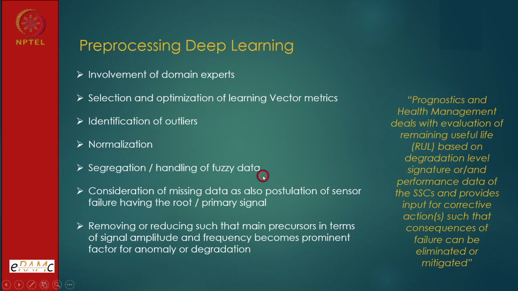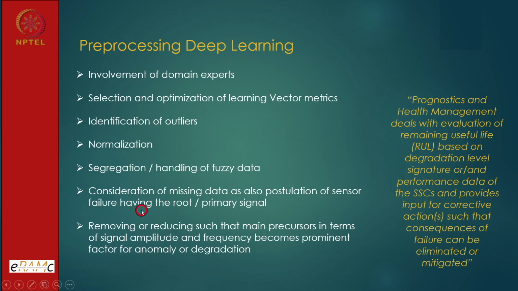Segregation by handling of fuzzy data. Some data create problems. Imprecise data, fuzzy data should be filtered out, and a crisp set should be submitted to the input layer. Consider missing data: whether you handle it or not, you will have to face the situation of missing data, and in the context of missing data, your model should be able to predict.